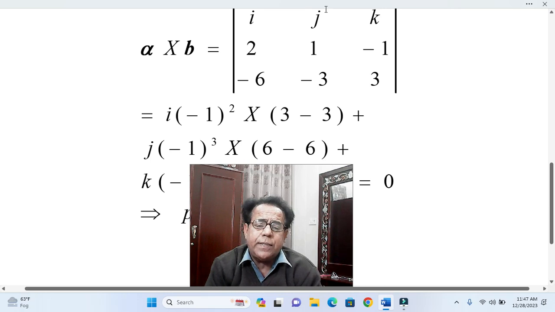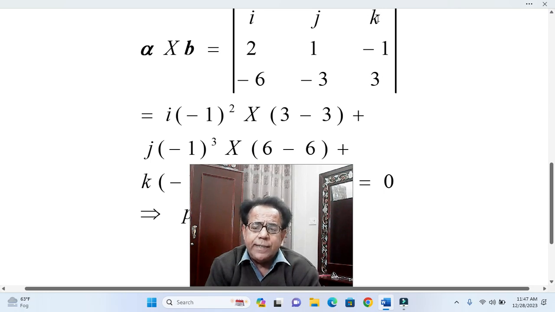Now, while j will be discussed, the second column and first row will be treated as omitted, and hence 2 into 3, 6, minus 1 into 6, 6, 6 minus 6 equal to 0. Because this minus 6, when multiplied with minus 1, will become plus 6, but as per the formula it is to be subtracted from the multiplication of 2 into 3. So it will become 6 minus 6, that is 0.